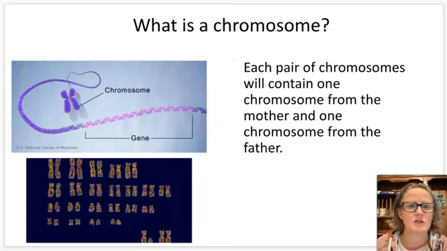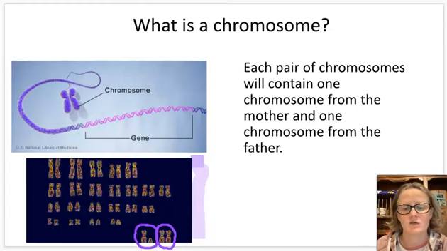And in this picture down here, which is called a karyotype, you can see that you've got pairs. We've got 22 pairs of chromosomes plus either an XY pair or an XX pair, which would then determine the gender as being either male if it's XY or female if it's XX.